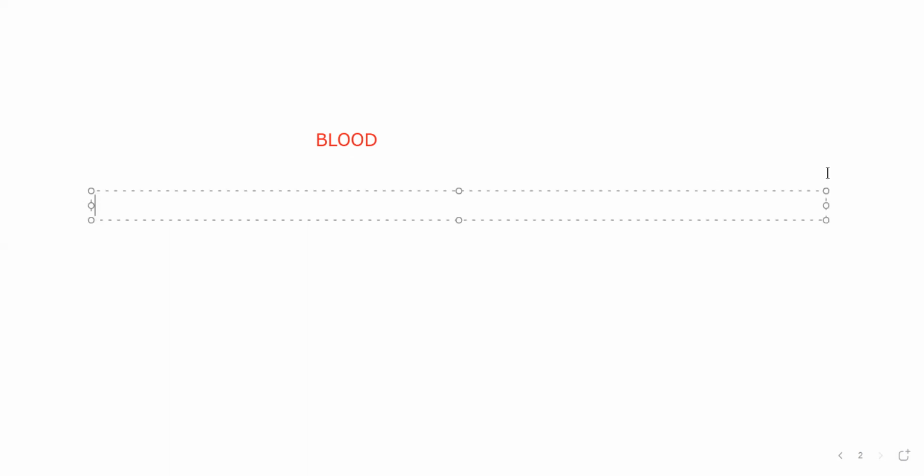The next one is blood. I think this will be the easiest topic of all, because we already have some idea about blood. We know the main components. I'll write it down for better understanding. We have three components: RBC, WBC, and blood platelets.